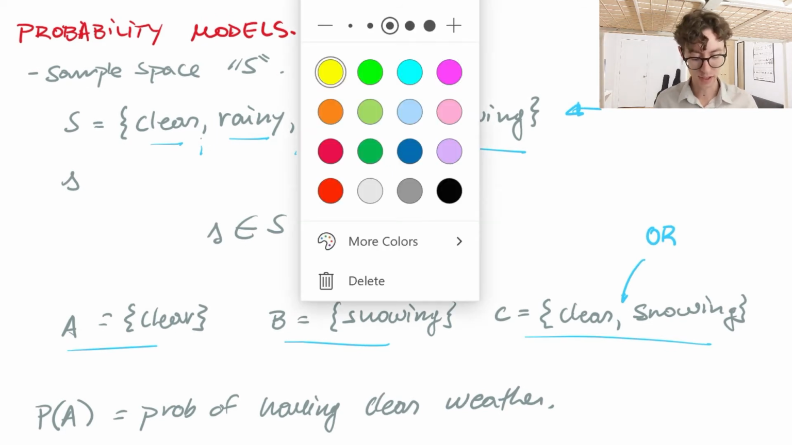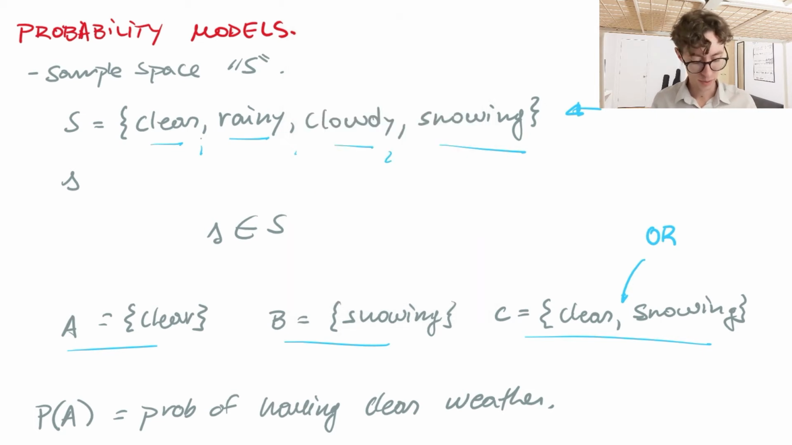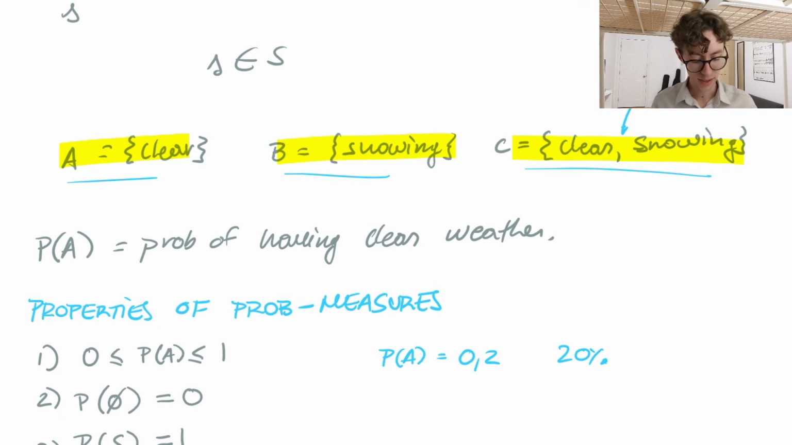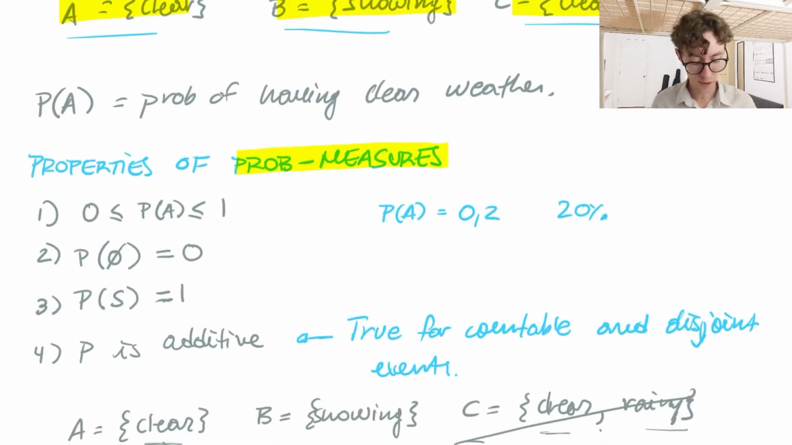Let's start to highlight some stuff. The probability model is made of a sample space, S, usually capital S. It is also made of events that are subsets of our sample space, right? And finally, it's made of probability measures that have four properties.